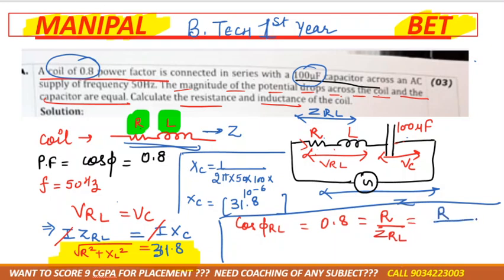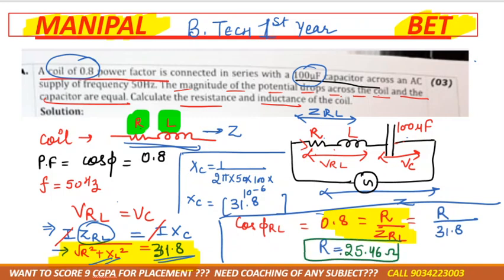The R value we don't know, so R stays as it is, and the ZRL value we will get from here, that is 31.8. This is the ZRL value now, the coil impedance. So we can substitute 31.8 here, correct? So from here, can we get the value for R? Tell me. We can get the value for R over here, and after solving we'll get R as 25.46.